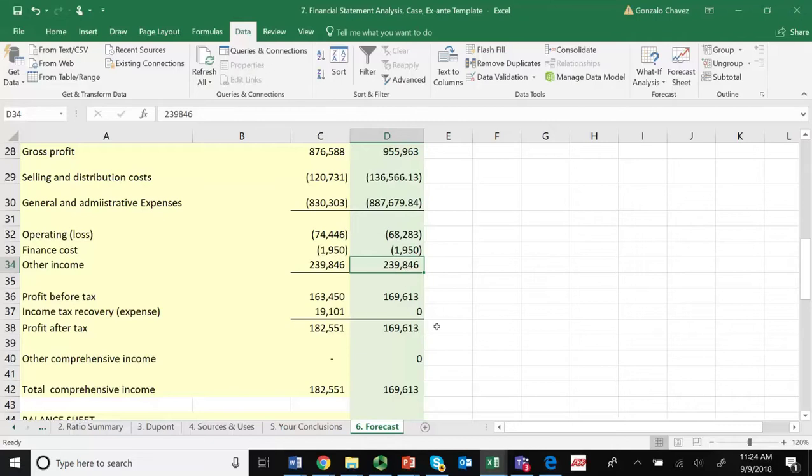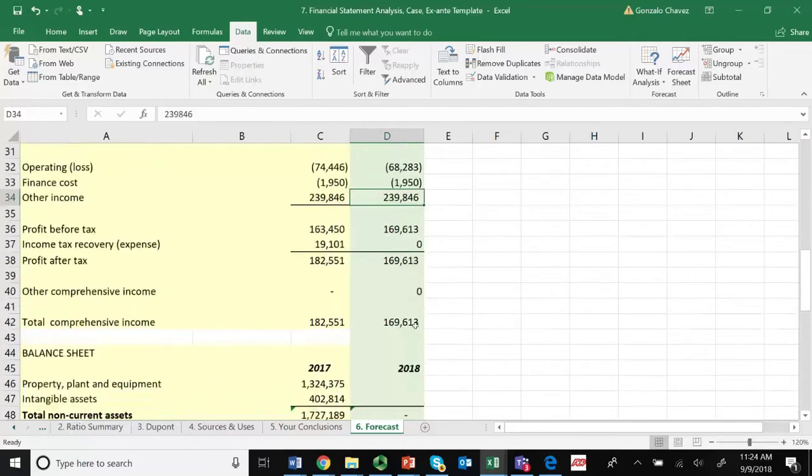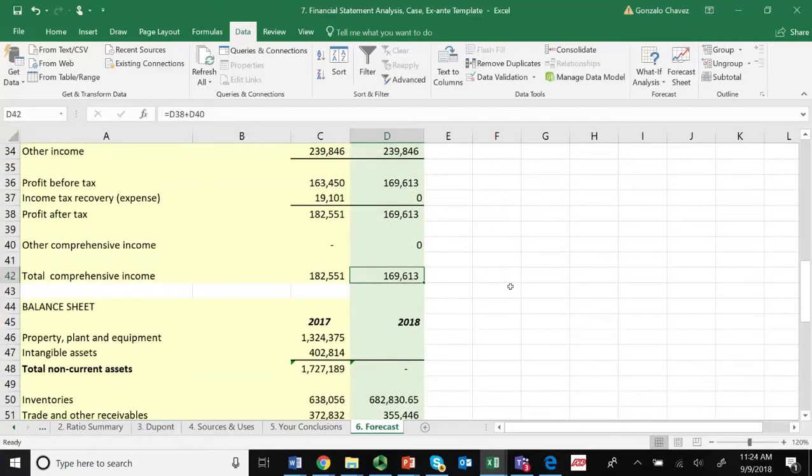Income tax recovery is assumed to be null for the coming year. Other comprehensive income, as again, are null. So we have 169,613. Okay, that's on the income side, right? So this is the income, and what we're going to assume is that income amount, those earnings, are going to be retained. So this is why we forecasted the income statement first, because this way we can just retain those earnings, and they'll go in as additional equity when we forecast the balance sheet.